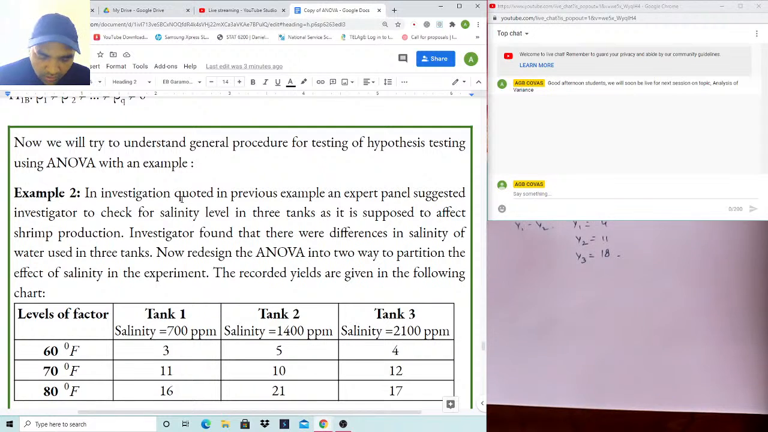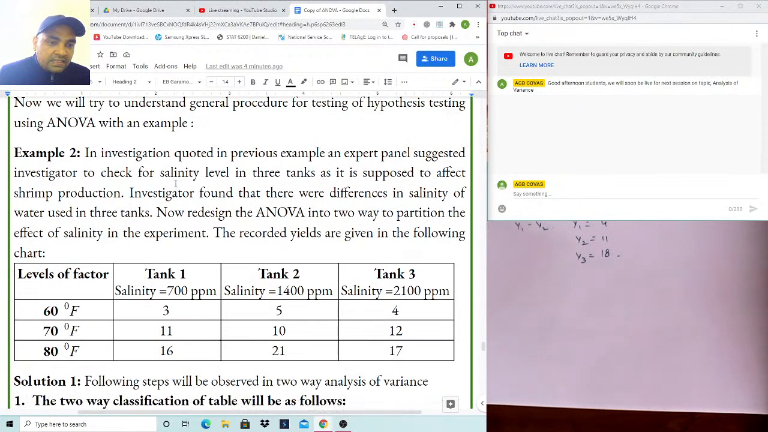Now, deliberately I am using the same example which has been used earlier, but that example was for one way alone. So now see how the things can change, and the same thing you have to apply to the two factors also. So in the investigation quoted in the previous example, an expert panel suggested the investigator check for salinity level in three tanks, as it is supposed to affect the shrimp production.